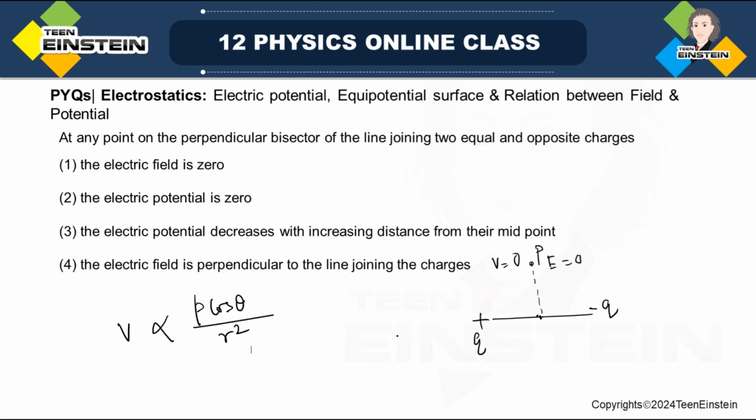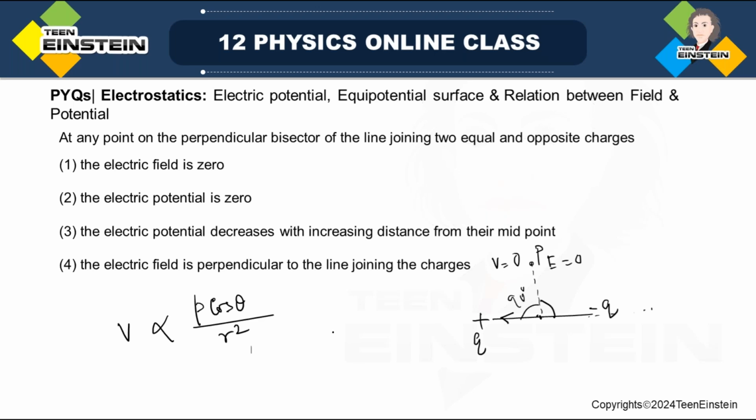And what is this theta? This theta is the angle between this and the axis of the dipole, or just dipole. So the dipole has a direction like this. So this angle is 90 degrees. This angle is actually measured as theta. The direction of the dipole and the orientation of the position vector of the point give this angle.